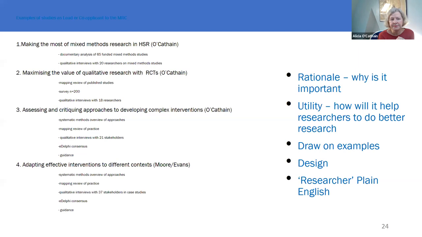So on the left-hand side of this slide are some studies where I have been chief investigator or co-applicant for methodological work. The first study is actually a fellowship, and I applied to the MRC for this fellowship before the NIHR existed. That's how old I am. Now we would look largely to the NIHR for this kind of fellowship. And I focused on how we use mixed methods research in health services research. And as part of that methodological work, I did 20 qualitative interviews with researchers from mixed methods studies.